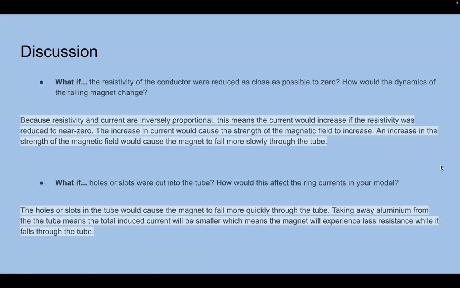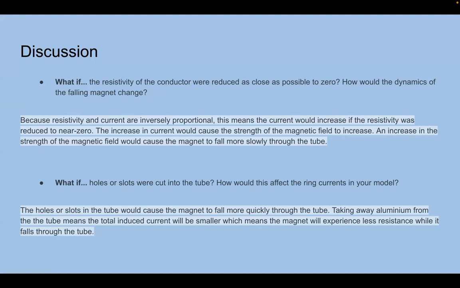And then for the discussion, if the resistivity of the conductor was reduced as close as possible to 0, how would the magnet be affected? So if the resistivity was reduced to 0, the current would increase because those two things are inversely proportional. So then the increased current would cause the magnetic field to increase, and an increased strength in the magnetic field would cause the magnet to fall more slowly because it's the magnetic field that keeps the magnet from falling like normal.